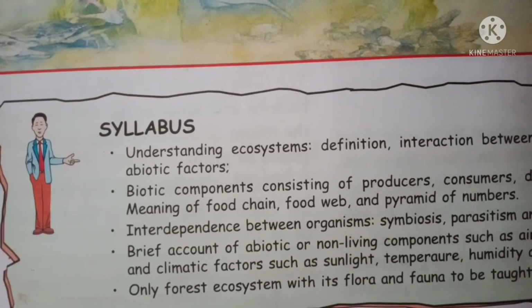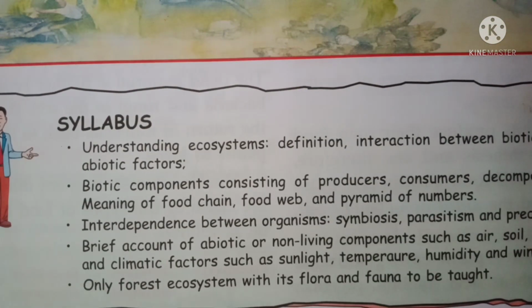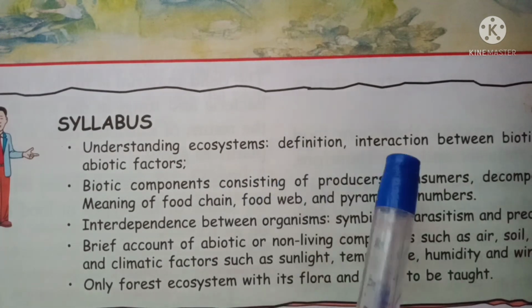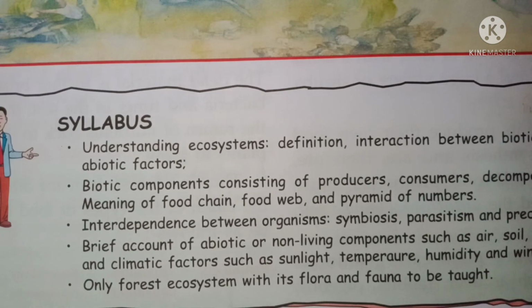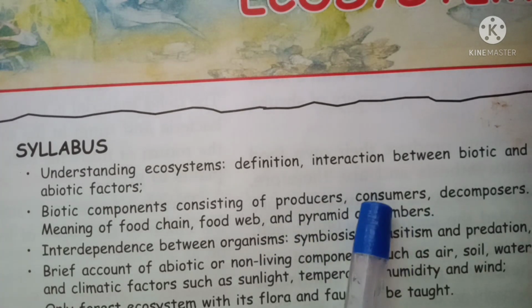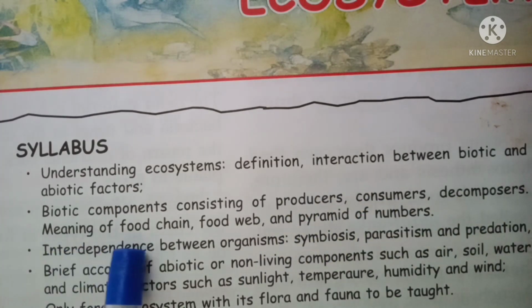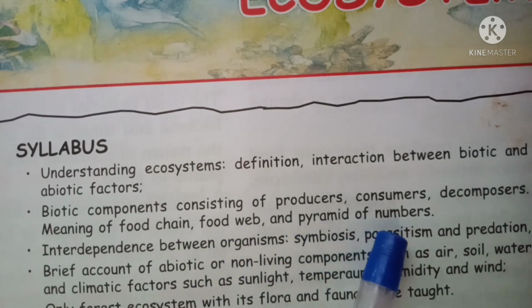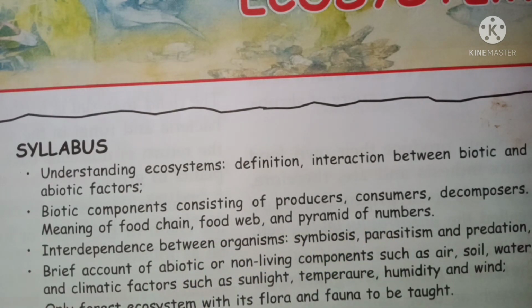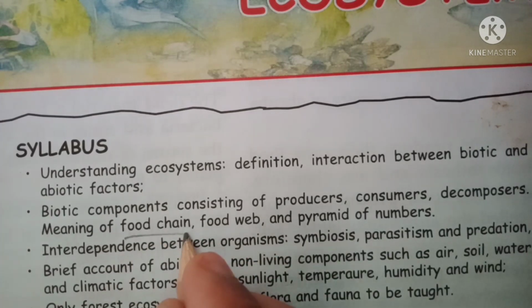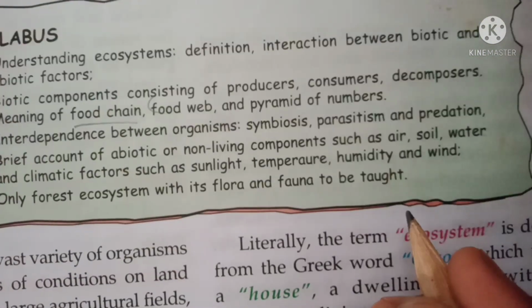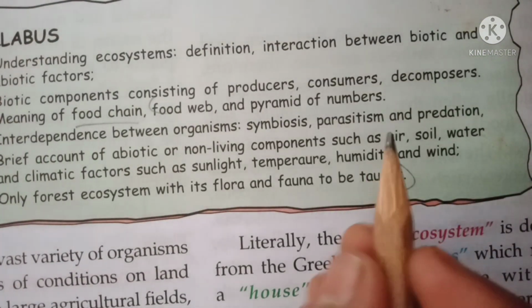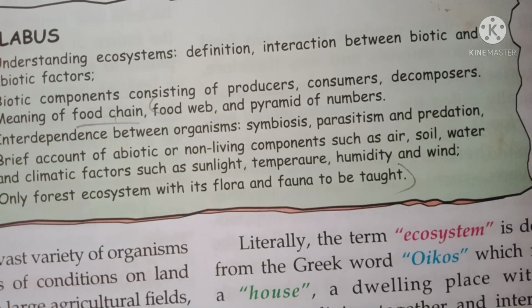The syllabus we are going to discuss today is understanding ecosystem, definition, interaction between biotic and abiotic factors, biotic components consisting of producers, consumers, decomposers, meaning of food chain, food web and pyramid of numbers. In this part, we are going to discuss the meaning of food chain only. In later videos, we will discuss food web and food pyramid. Let me begin the class.